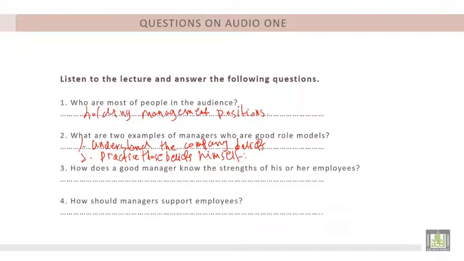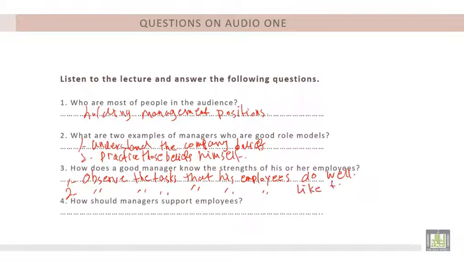Question number 3. How does a good manager know the strengths of his or her employees? 1. He observes the tasks that his employees do well, and he also observes the tasks that his employees like to do.